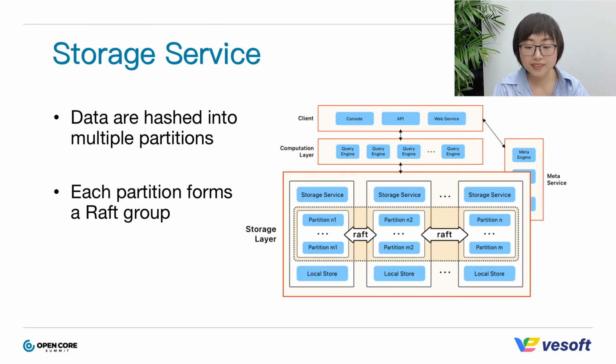The storage service is designed to be a shared-nothing distributed architecture. The graph data are hashed into multiple partitions, each partition corresponding to a graph group. Multi-graph groups increase the concurrency, as well as provide consistent read and write and failover capability.